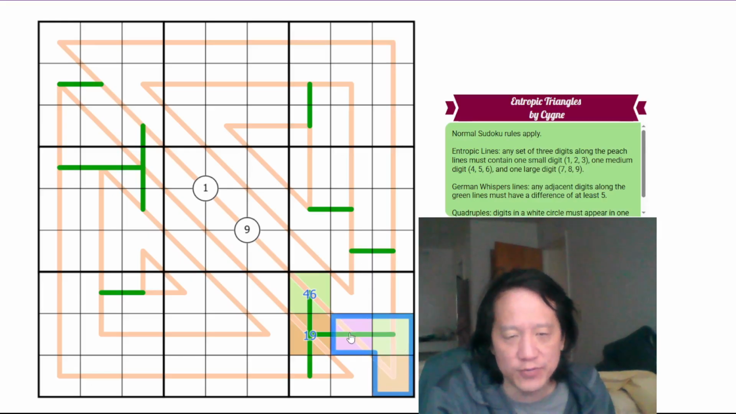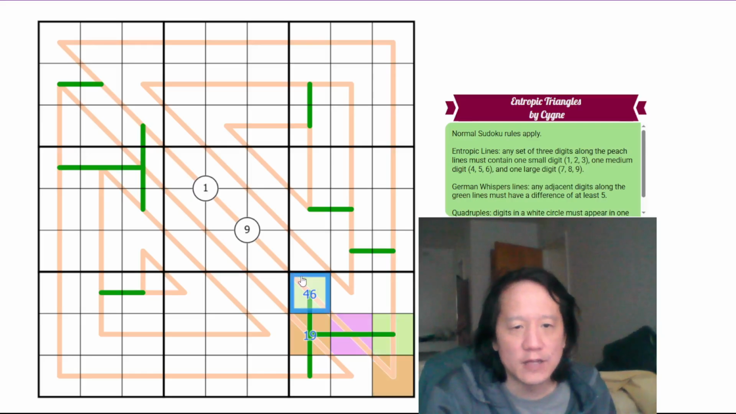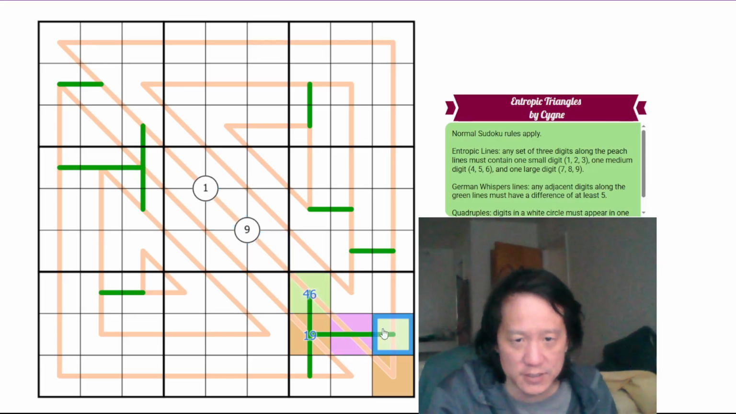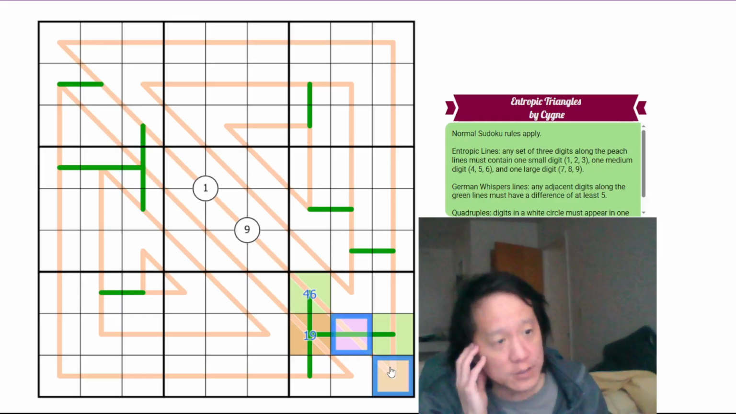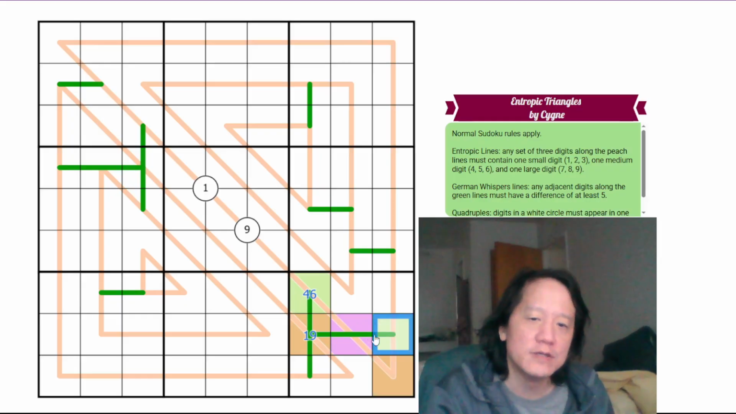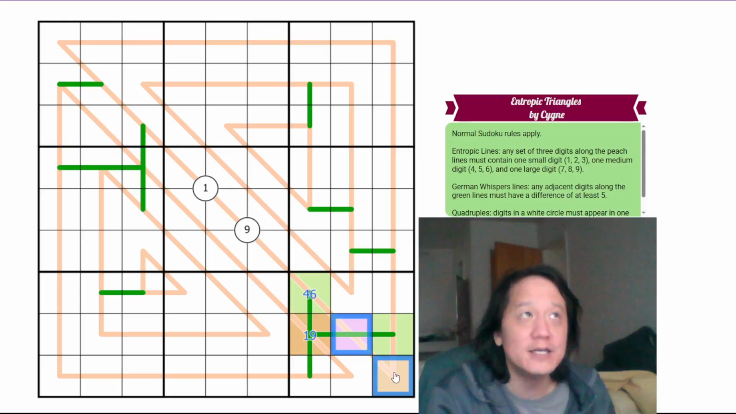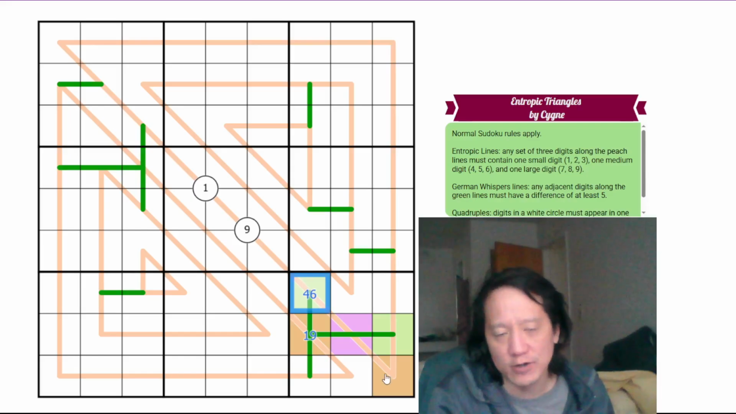Because every set of 3 digits on an entropic line must have one from every set. And so you know every third cell on the line will be the same set, right? So this will be the same set as this, because these two must be different sets. And for this to have 3 sets of digits that are the same, this must be one of each of the 3 sets. This has to be the same as that one.